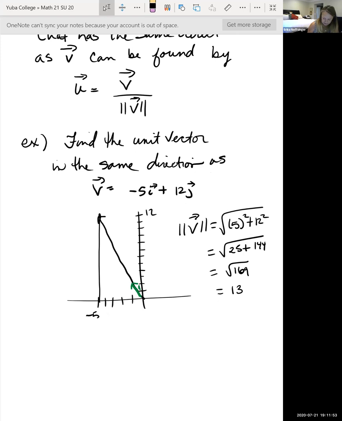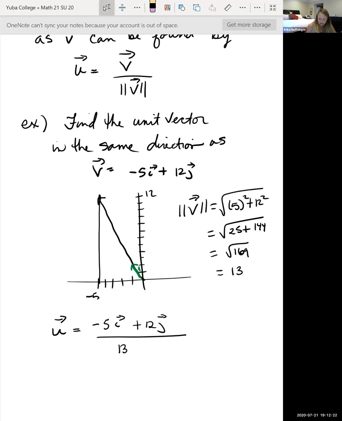So the unit vector, the vector of magnitude 1 with the same direction as this vector v, is vector v, which is negative 5 vector i plus 12 times vector j, all over the magnitude of v, which is 13. Let's split this up and rewrite it as 2 separate fractions. So our unit vector of v is negative 5 over 13 i plus 12 over 13 j.